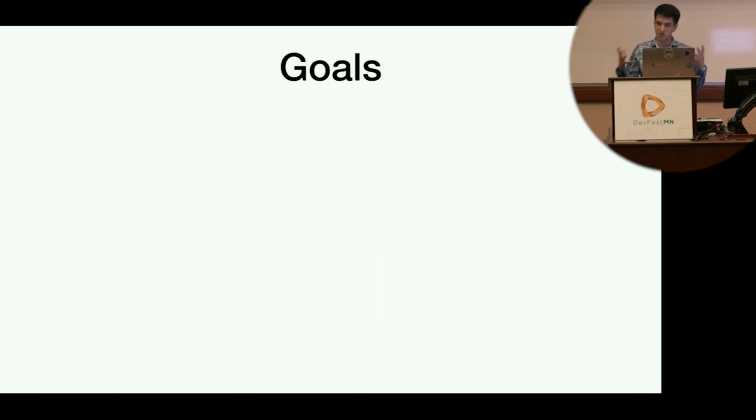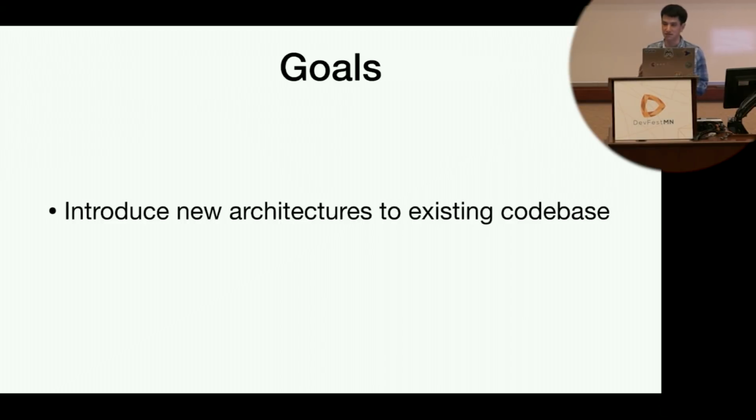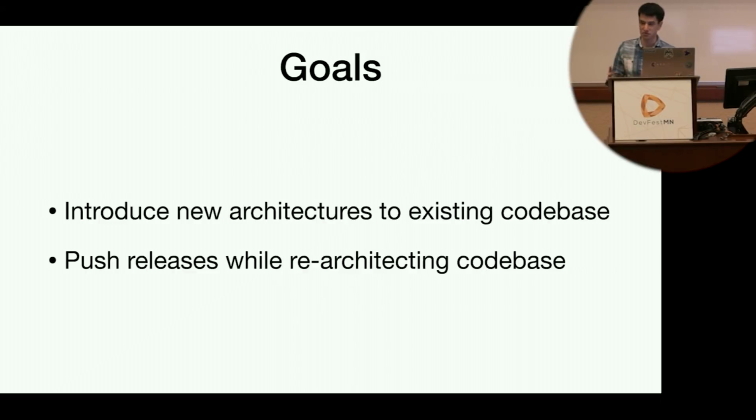So instead, my aim with this talk is to achieve two goals with re-architecting applications. The first goal is that you should be able to safely introduce new architectures into an existing code base. You shouldn't have things blow up in your face. You shouldn't have to stop the world. The second goal is that you should be able to push releases even while you're re-architecting things. Because you don't want to have to stop releasing. You don't want to say, okay, we're going to take a break for a year, because then your competitors will crush you, like bugs.